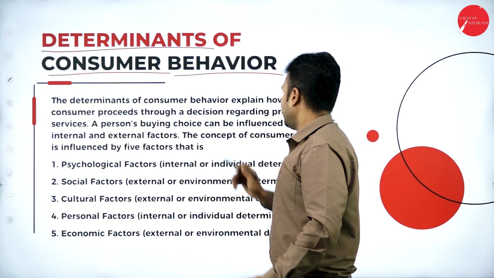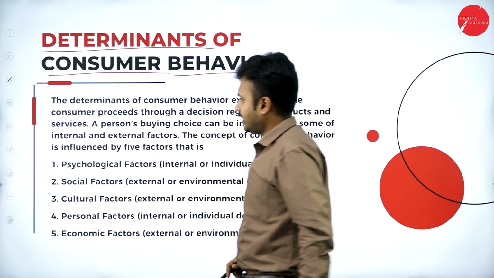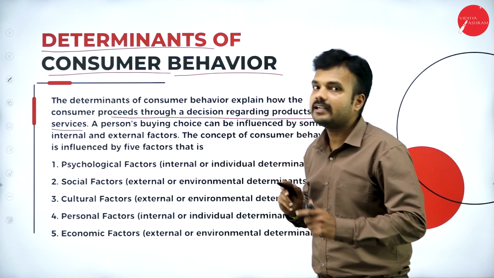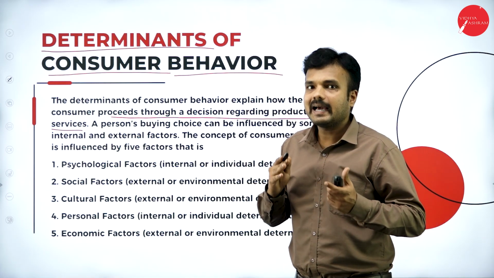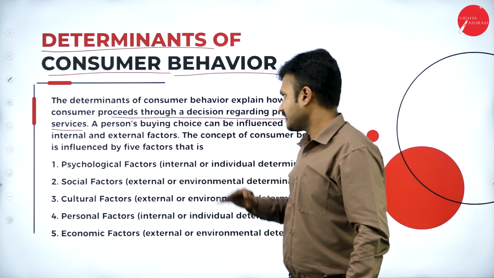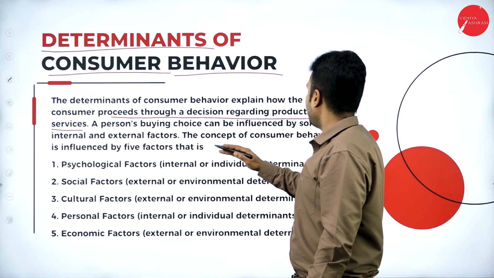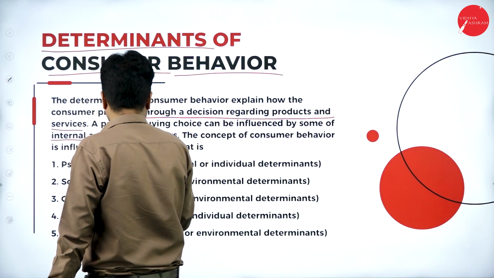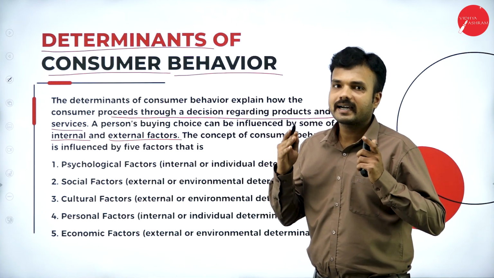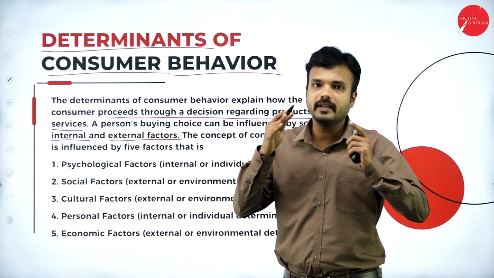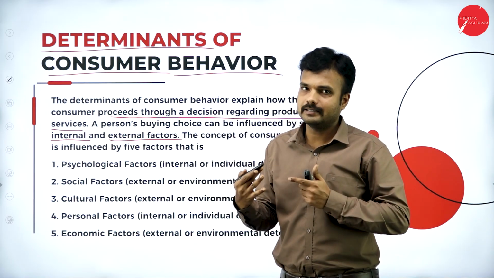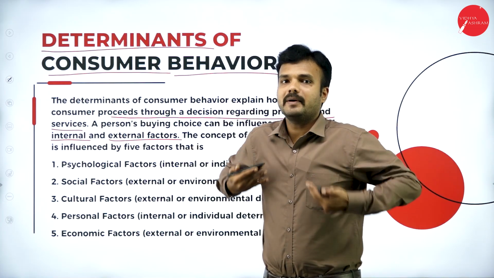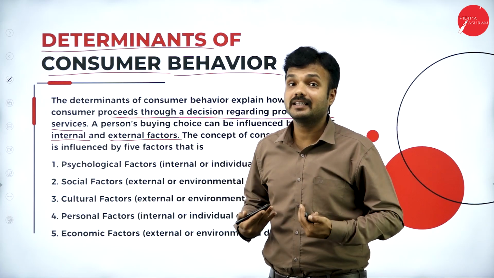The consumer proceeds to decisions related to the product and services. This refers to a decision of a consumer, the end user of a product or commodity, regarding the purchase of goods or services. A person's buying choice can be influenced by some internal and external factors. As I said, the buying choice of a customer will be influenced by some internal and external factors. Internal factors, as I explained in Unit 1, are the internal perception or the internal aspect which is inside the consumer.